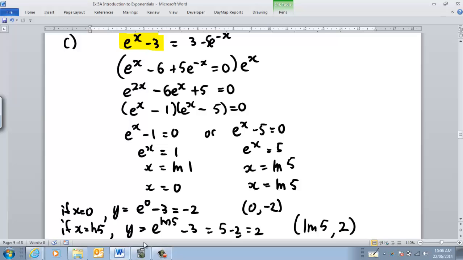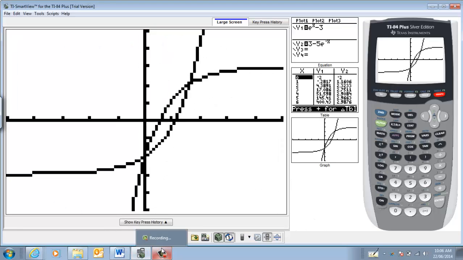And then the next part of the question says you need to graph these. If I'm graphing that, I need to put the intersection point there of (0, -2), and the other intersection point would be (ln 5, 2). I need to label which graph is which, and that's pretty well what I need to do with that scale. I think that scale of 5 to 5 is a pretty good one.